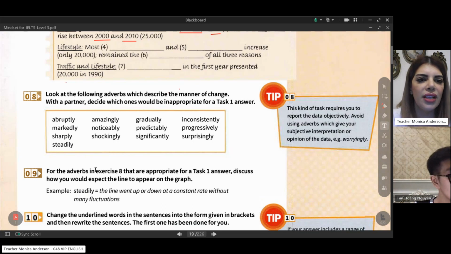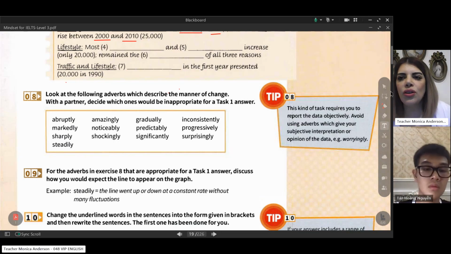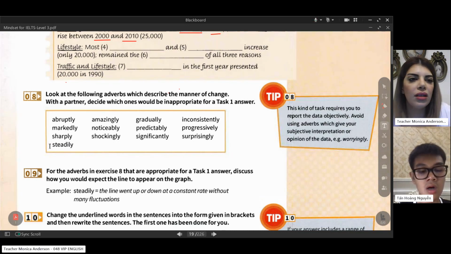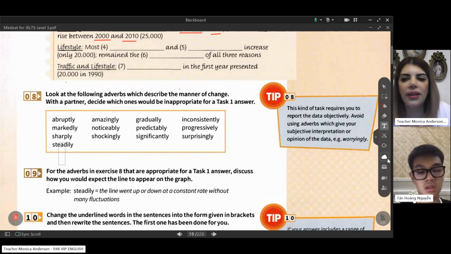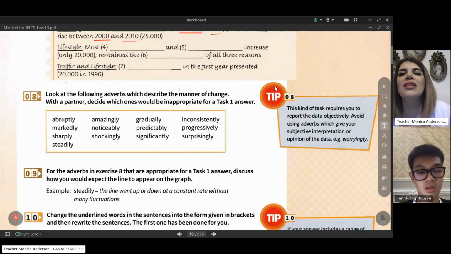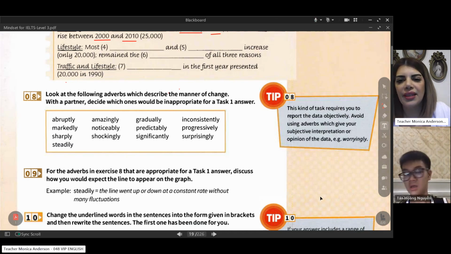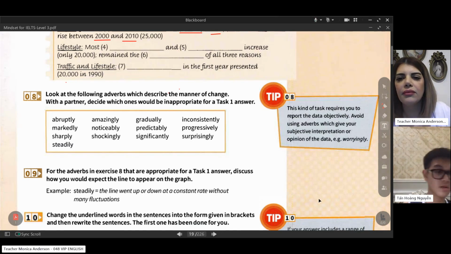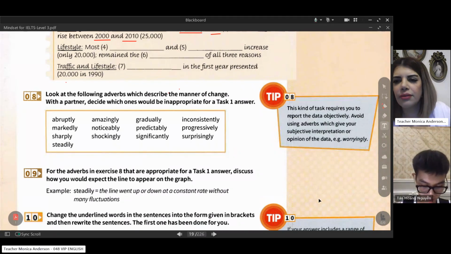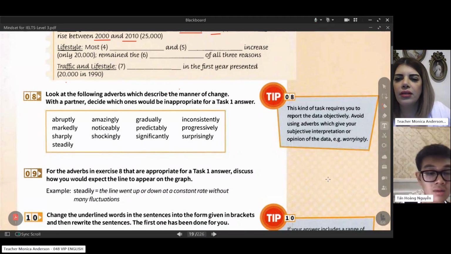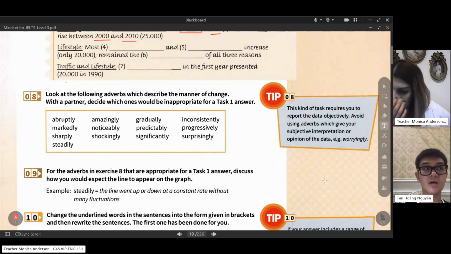So is there any word that you don't know the meaning of and you want to know? I think abruptly. Abruptly? Erupt. Abruptly, yes. As I told you, if you want to give a synonym, you can use suddenly or unexpectedly.